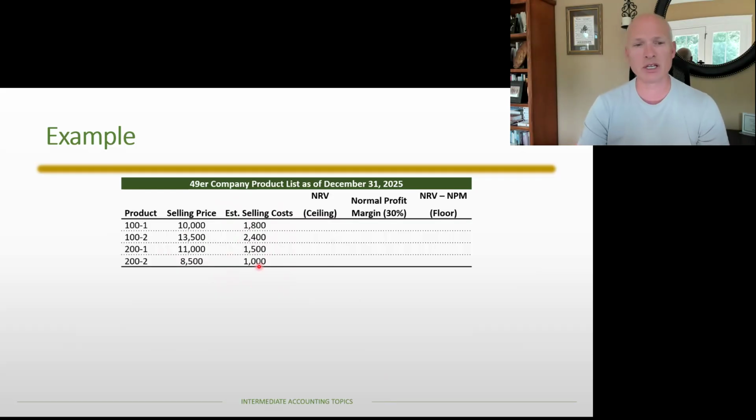And just like we had done before, for the net realizable value we compare the selling price and we subtract, or net it of, those estimated selling costs.